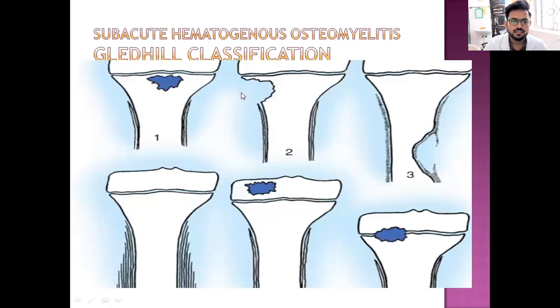Here we can see the Gledhill classification of subacute hematogenous osteomyelitis. In type one, we can see an abscess at the metaphyseal epiphyseal region, at the metaphysis. In the second, we can see erosion of the metaphyseal ends, and in the third, the diaphyseal end is completely taken off.